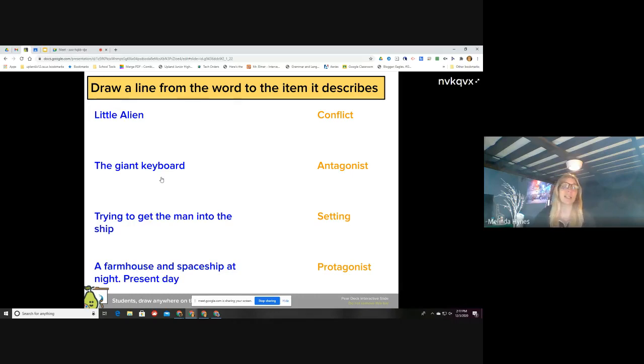And the conflict is the next one: trying to get the man out of the ship. That's the whole problem for the entire story that basically feeds the rest of the story from there. He's trying to get the man out of the ship, and the whole rest of the thing is us watching all the different ways that he's trying to do that, and he keeps failing over and over and over. And then obviously the last one is the setting. That's where the story takes place.